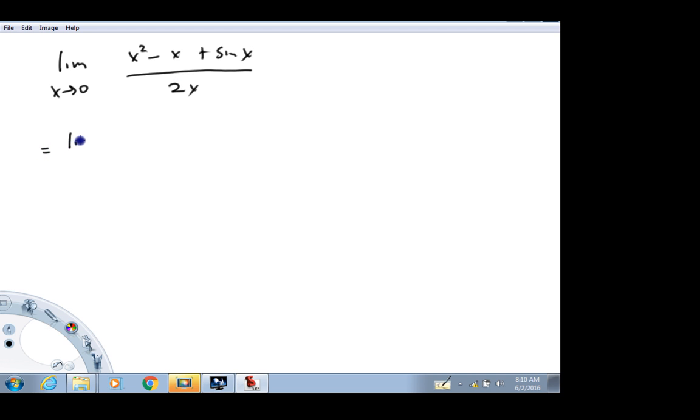We can write this as the limit as x goes to 0 of x squared over 2x, minus the limit as x approaches 0 of x over 2x, plus the limit as x approaches 0 of sine x over 2x. So what I've done is applied the limit to each of these individually. And now I'll just go through and work them out. Okay, so this x squared over x, this will cancel, leaves us with x over 2. As x approaches 0, that limit is 0.